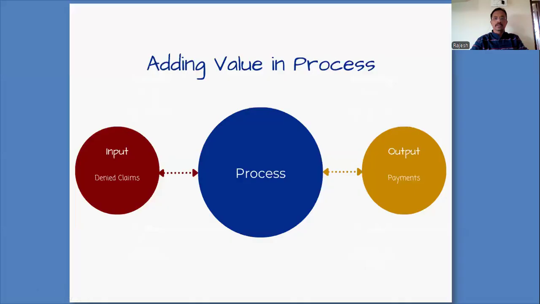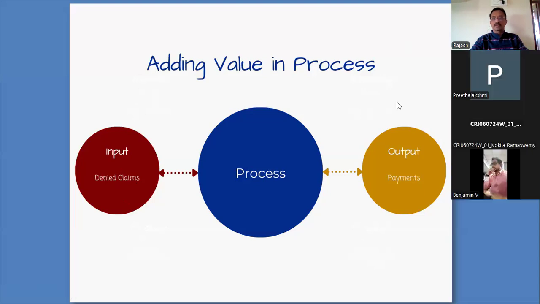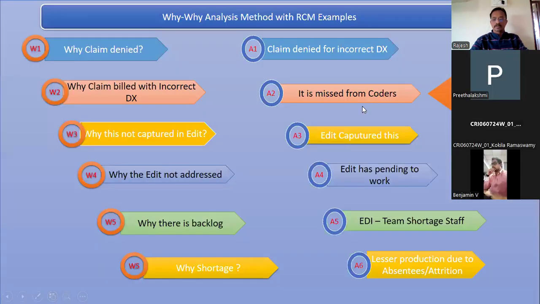Before going there, this is a process, right? When you give an input and get an output, that's called a process. For example, my denied claim is my input and my output should be the payment. The same applies to charges: I enter a charge, the charge gets processed by the insurance company, and I should get a payment. I should not get a denial there. That is the problem here. How can we avoid this? That's the discussion point.